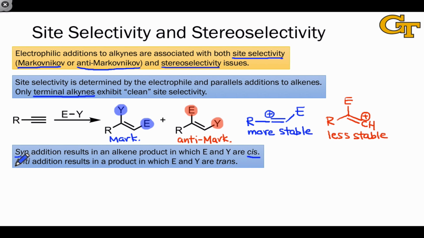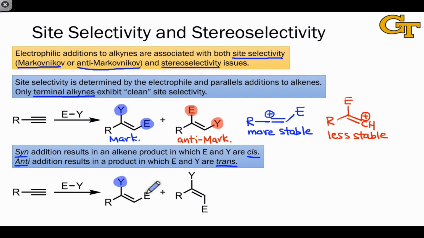We can also make a connection between anti-addition of the groups E and Y and trans geometry between these groups in the alkene product. When E and Y end up cis in the alkene product, we refer to this as syn addition. When E and Y end up trans in the alkene product, we refer to this as anti-addition. And stereoselectivity and specificity in additions to alkynes are very important, since we observe selectivity in some places where we wouldn't in additions to alkenes.